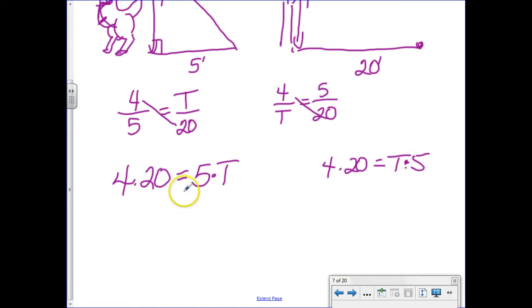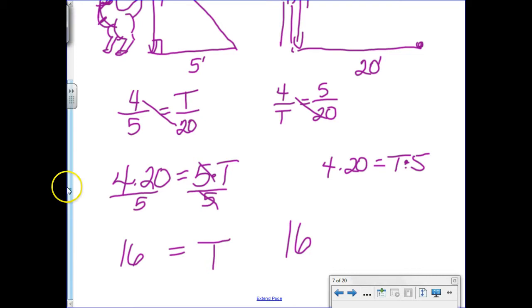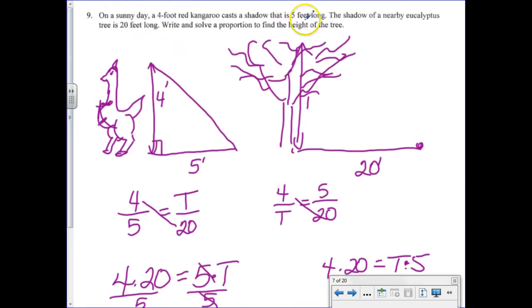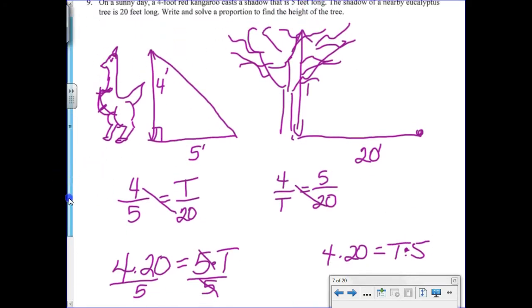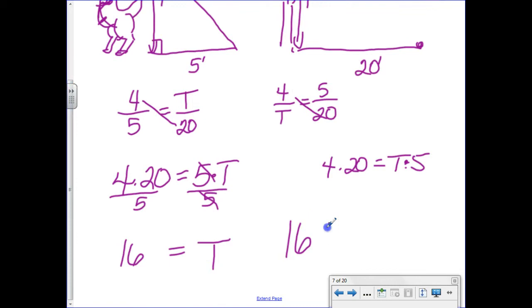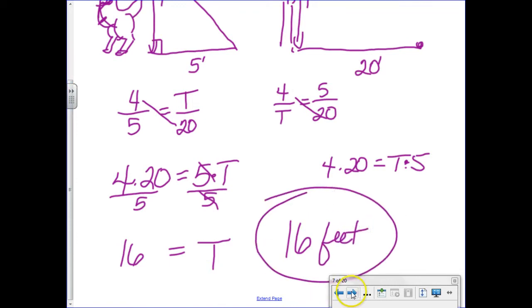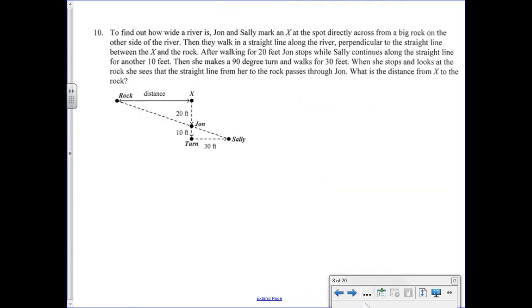Ta-da! Get your variable isolated. In order to do that, undo what's happening. Divide. And you should end up with the tree is 16. And no matter which way you do it, you should get the same answer. Wait, your answer isn't done. Go back and make sure you know what your label is. Feet, right? Yes. So it is 16 feet tall, that tree is. Okay? Look at number 10.